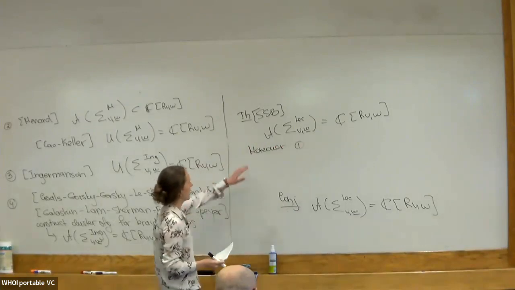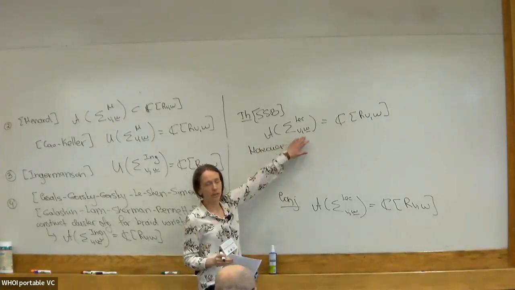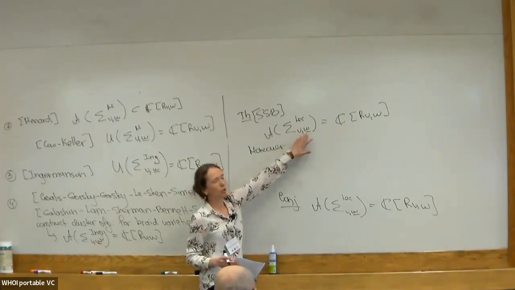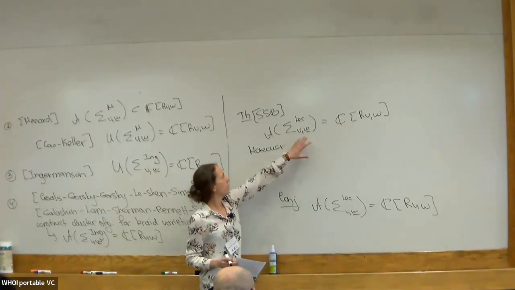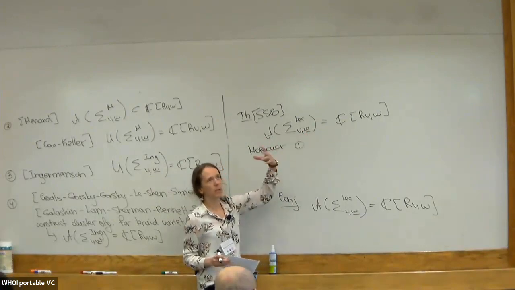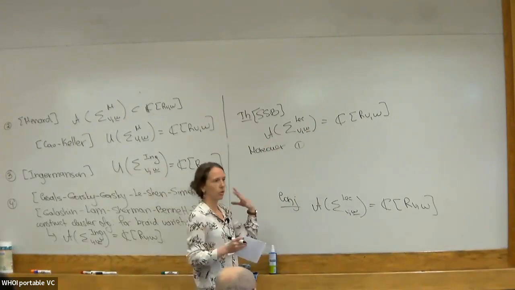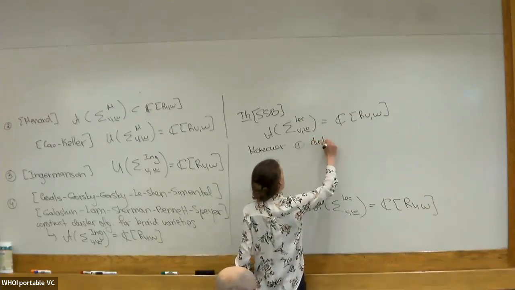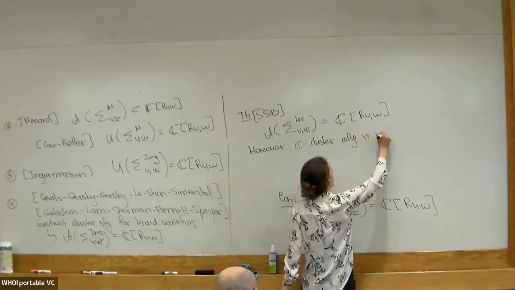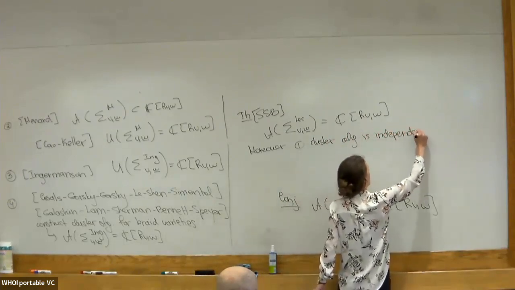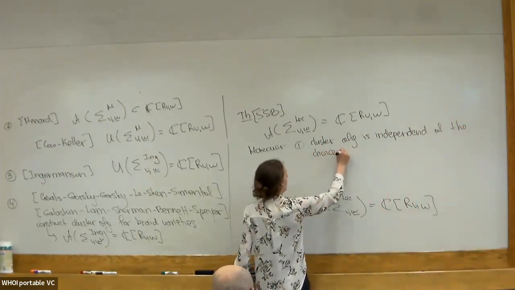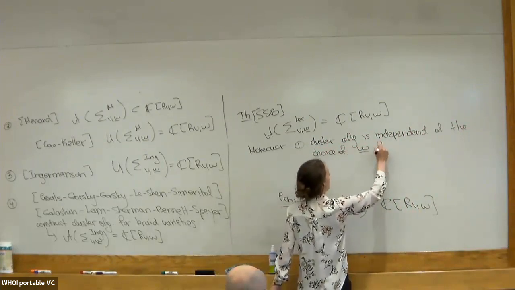So first, it looks like the cluster algebra is determined by this initial seed, and the initial seed depends on the choice of the reduced expression of W. We can show that actually the cluster algebra doesn't depend on the choice of the reduced expression, meaning for different reduced expressions of W, you would get seeds that are related to each other by mutations. So you get the same cluster algebra. So the cluster algebra is independent of the choice of the reduced expression of W.